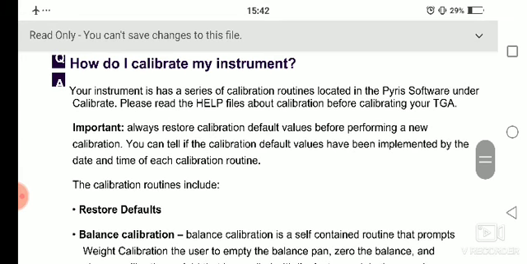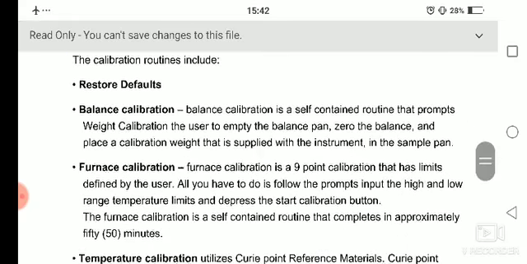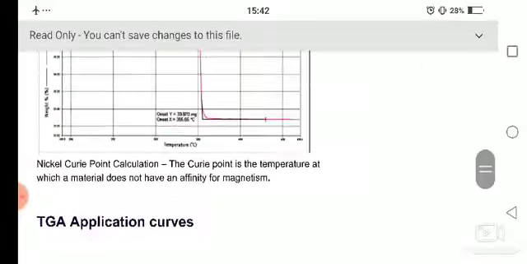How do I calibrate my instrument? Important: always restore calibration default values before performing a new calibration.